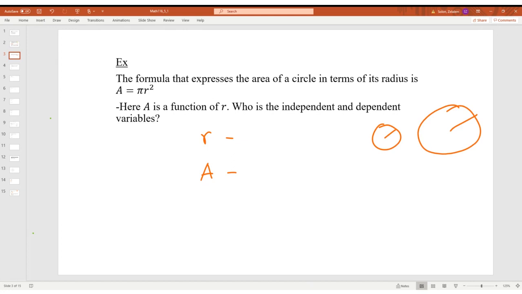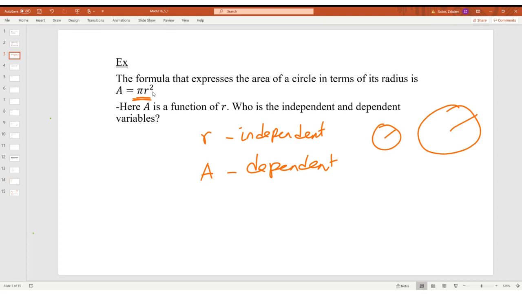Sorry, bigger area. So R is independent. A is dependent. Usually we write the independent variable on the right hand side. So if you see here pi r squared, that's the function. A is the dependent variable, R is the independent variable. So we can arbitrarily choose the radius and see what area we get.